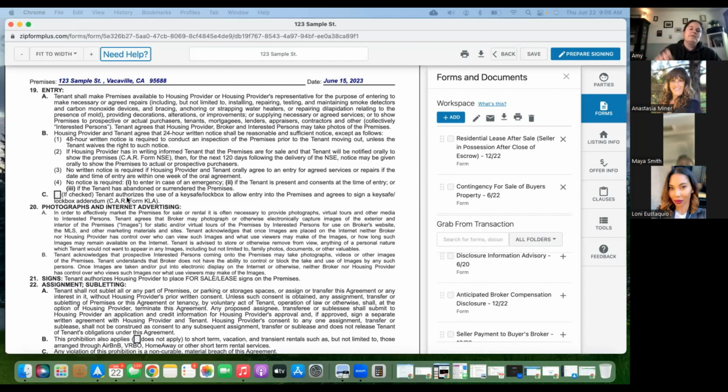However, keep in mind too, this is also really intended for if the property will be resold or for showings, and people are going to be accessing that lockbox outside of the buyer who now owns the property. Any questions about section 19, entry?